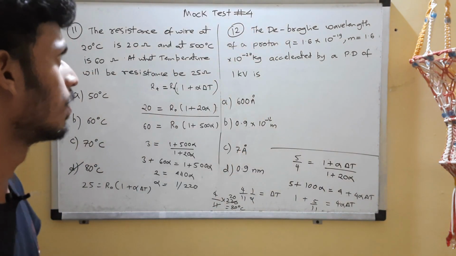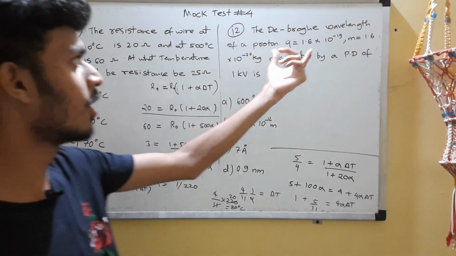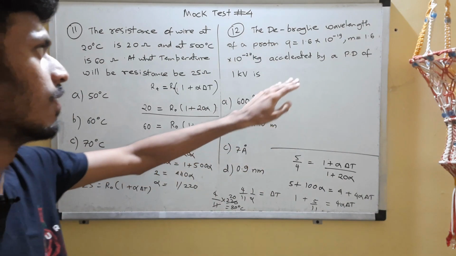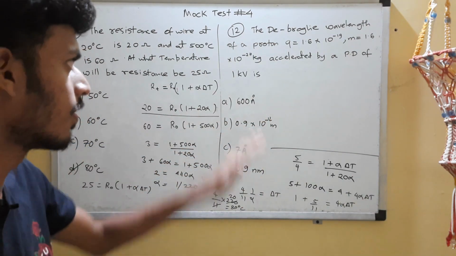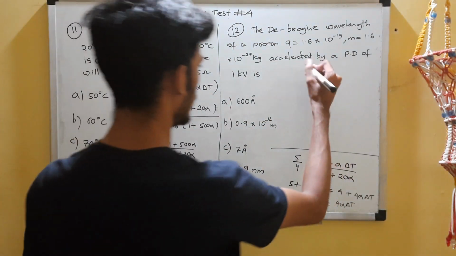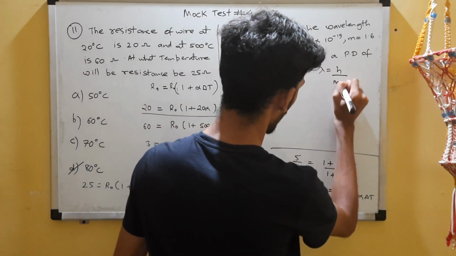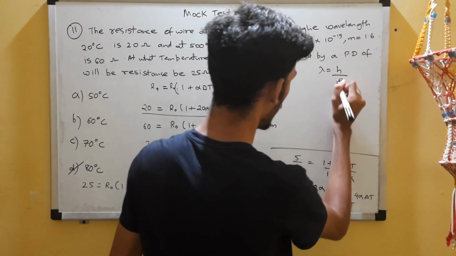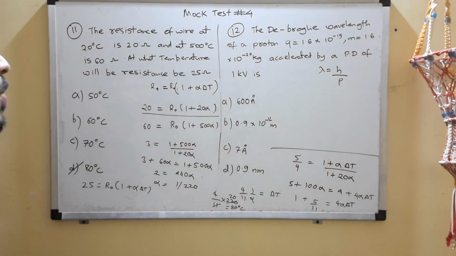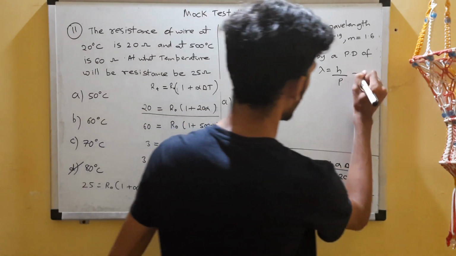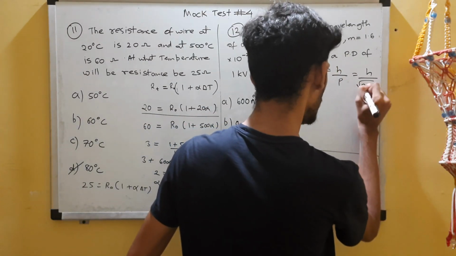Let's come to this one now. De Broglie wavelength of a proton, charge is given, and mass of the proton is also given, if it's accelerated by a potential difference of 1 kilovolts. De Broglie wavelength is given as lambda is equal to h by mv, or h by p directly. mv is momentum, right? Now momentum can be written in the form of kinetic energy, which is under root 2 mK, right?